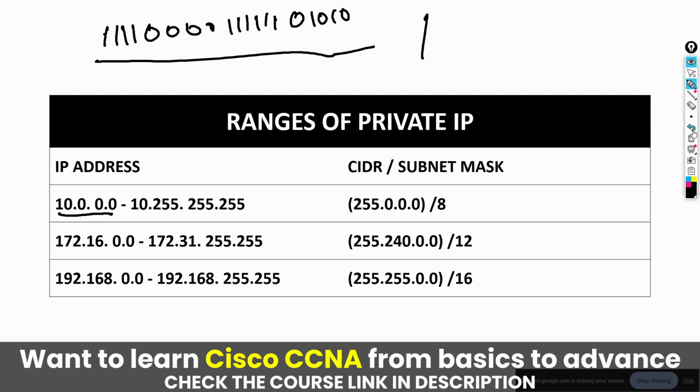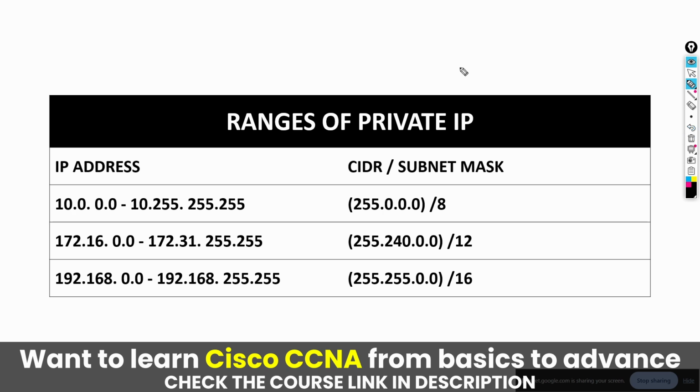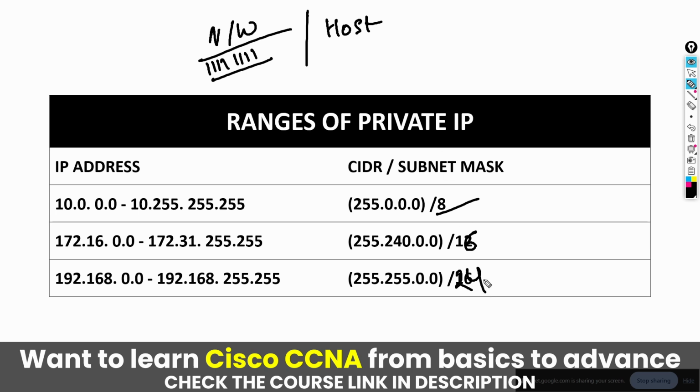In an IP address we have two parts: one is called the network part, and one is called the host part. How many ones we have in the network part is called the CIDR value. By default in a class A IP address, 8 bits are reserved for the network, so here you will get an 8 CIDR value. In class B, by default 16 bits are reserved for the network, so you will get a 16 CIDR value. In class C, 24 bits are reserved for the network, so you will get a 24 CIDR value.